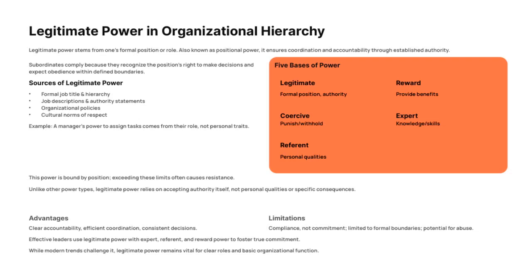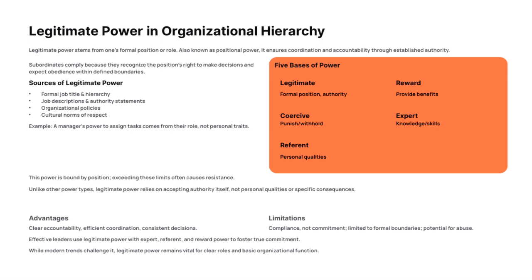While modern trends often challenge the idea of legitimate power, it still remains a crucial element for maintaining clear roles and ensuring the basic functions of an organization. Effective leaders know how to use legitimate power wisely, often combining it with other types of power like expert, referent, and reward power to foster genuine commitment rather than just compliance. It's important to understand the difference here. Compliance means people are doing what they're told, but commitment means they truly believe in what they're doing.